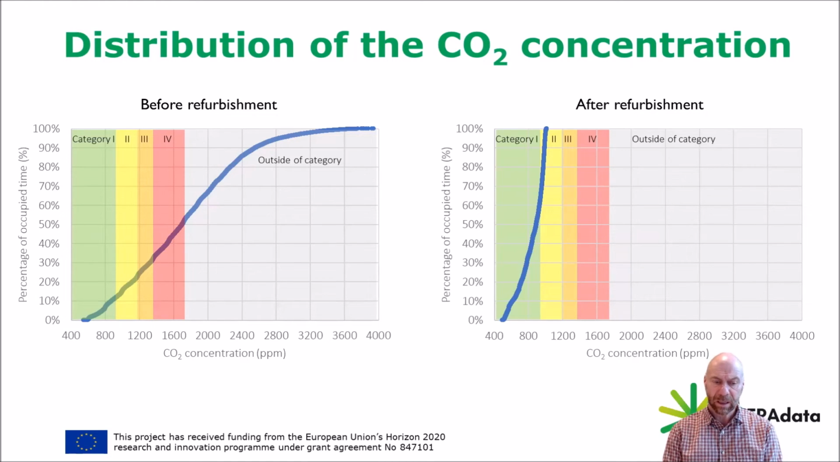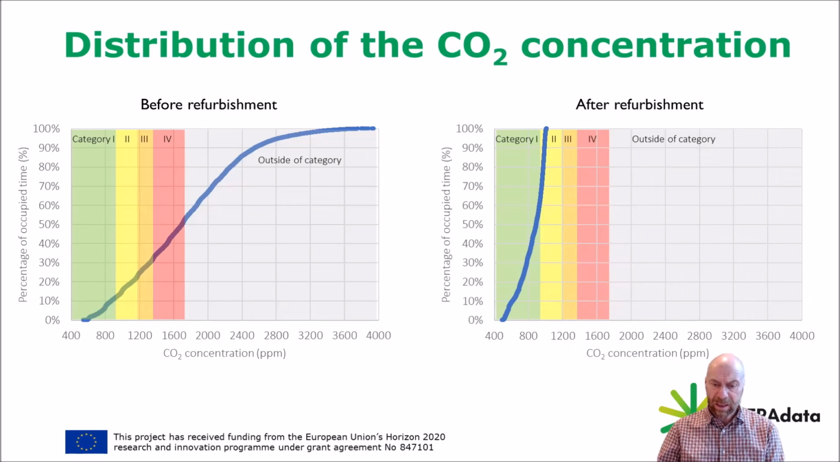So in the green field to the left, we have a minimum amount of the occupied time, whereas in the gray area, which is outside of category and not a very good indoor air quality, we spend most of the time before refurbishment. Then after we have modified the building, then we spend most of the time in category 1, which will have some effects on the pupils' performance, illness absence, and also on teachers' illness absence.